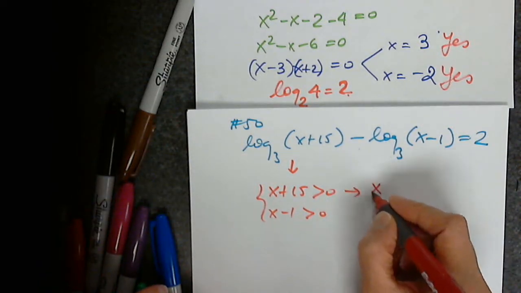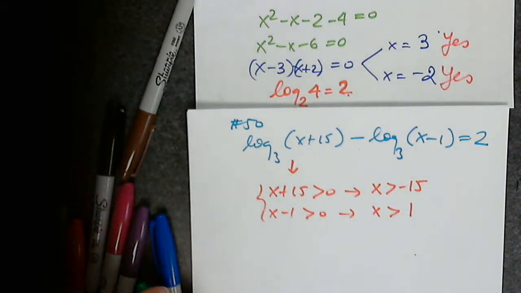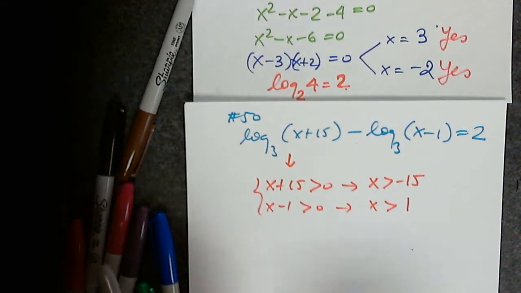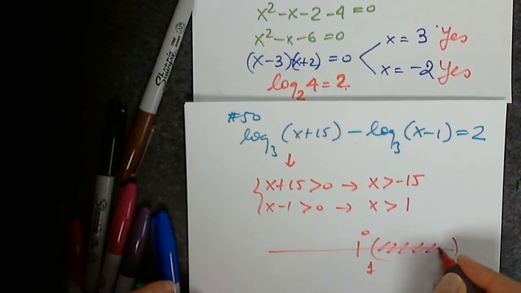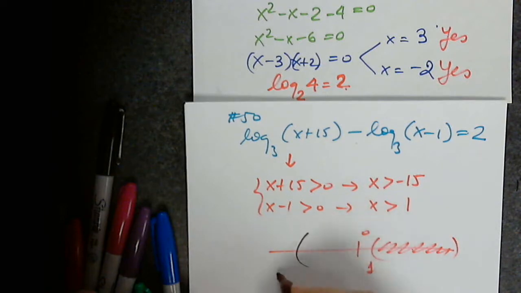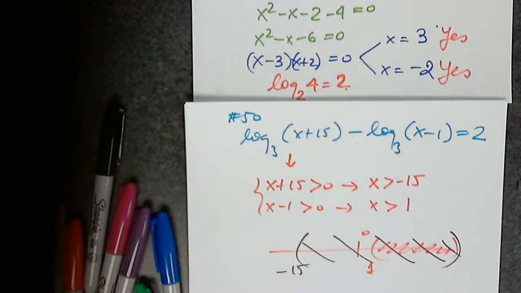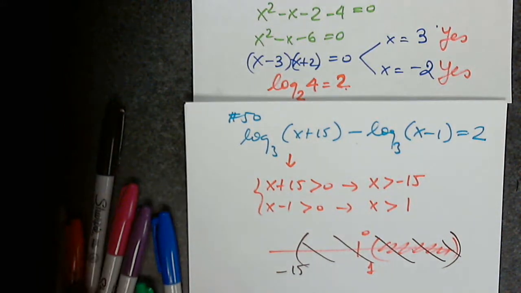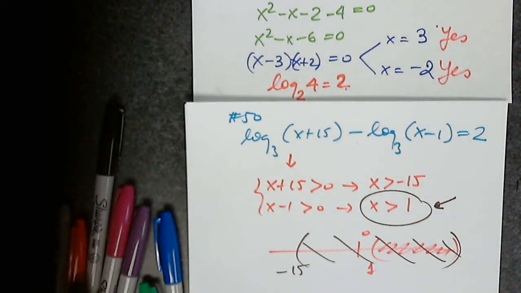So then this one is greater than -15, and this one is greater than 1. So greater than 1 is here, and greater than -15 is here. I have to choose where both conditions are fulfilled. So 1 domain. That's it. If it's not here, it cannot be accepted.